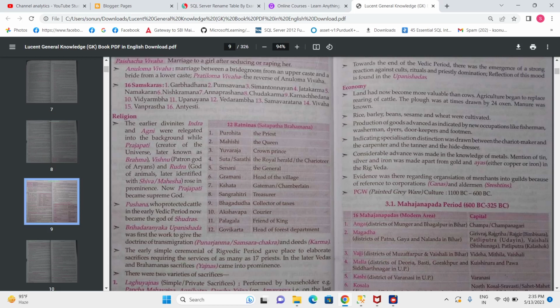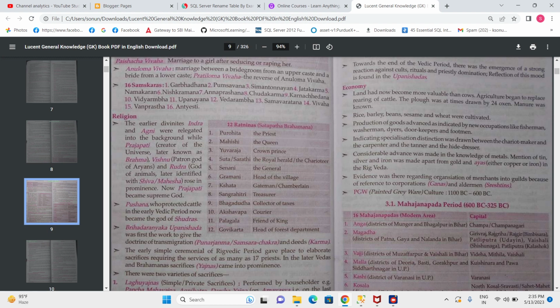Hello everyone, so in this video I will explain about the economy at the time of the later Vedic period. Land had now become more valuable than cows, agriculture began to replace the rearing of cattle, the plow was at times drawn by 24 oxen and manure was known, rice, barley, beans, sesame and wheat were cultivated.